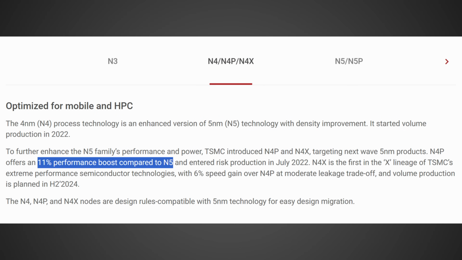However, it still is gonna be an improvement of, it looks like, 11% in terms of performance versus N5, straight from the TSMC website. So it's not gonna be a huge improvement from the process side. You're gonna see mostly improvements from the architecture itself. And you might be wondering, why not use the TSMC 3 nanometer process?